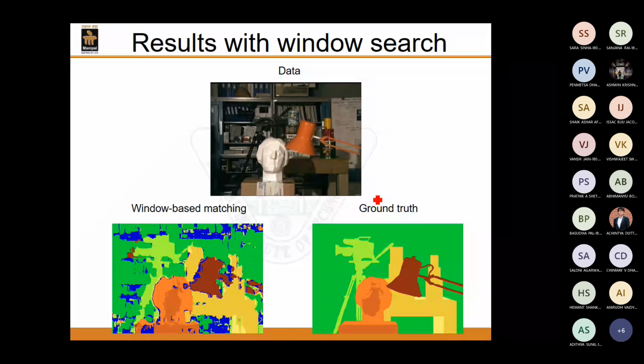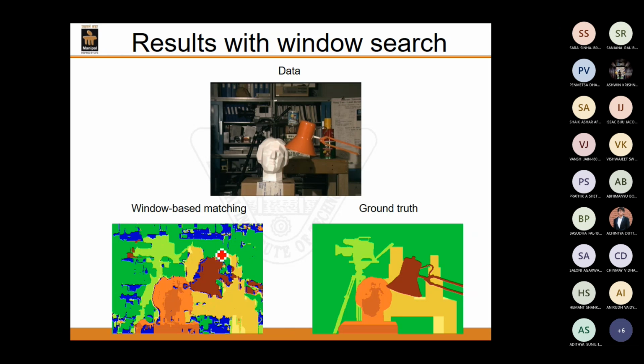So this is an example of using window-based matching, using the correlation. Here is the disparity map that you get using the approach that we just discussed, and this is the actual image data. These colors are just color coded, in the sense you have the disparity map and then that is color coded, that's all. There's no other particular interpretation for the colors.